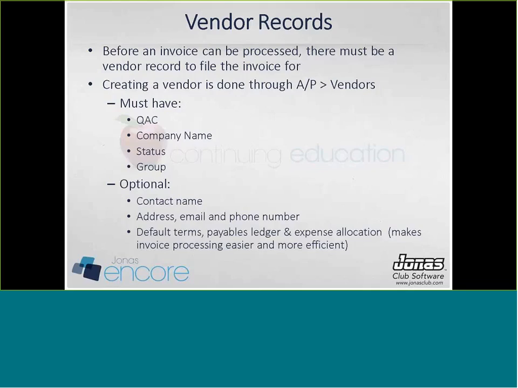Optional information that you can still fill out for the vendor record, but it's not required to save, is the contact name, so if you have a rep or sales personnel associated with that vendor, their address, email, and phone number, and the default terms, payables ledger, and expense allocation. Default terms like net 30, net 60, 2/10 net 30 make it easier to enter an invoice because they help pre-fill the invoice section. Also the expense allocation: if you set a default, meaning every time I enter a Cisco invoice I want it to go to account number 5250, then entering the invoice is a lot easier because I don't have to pick the GL allocation every time I enter it.